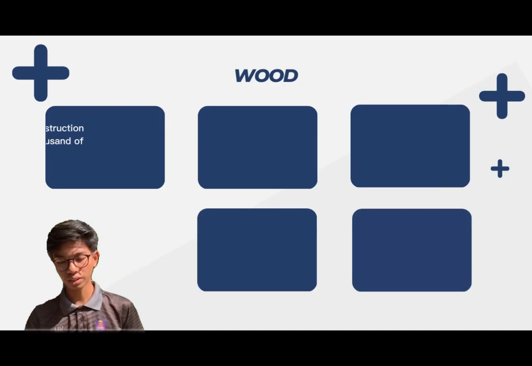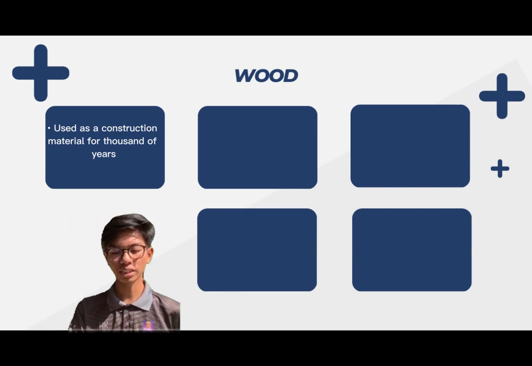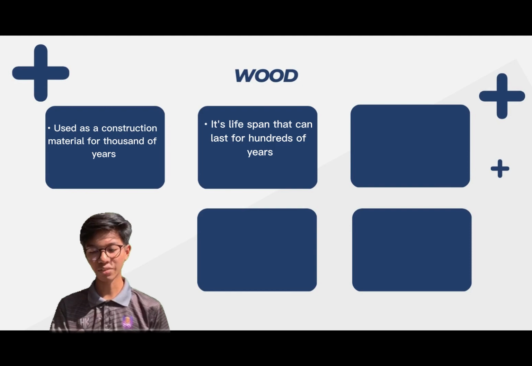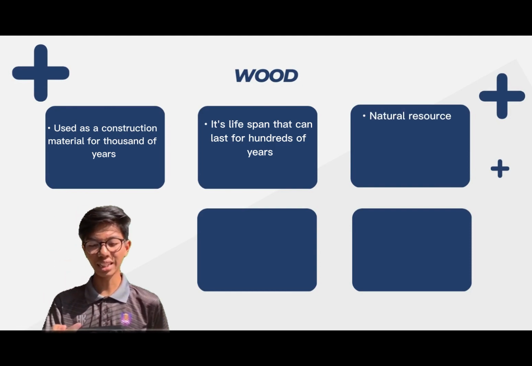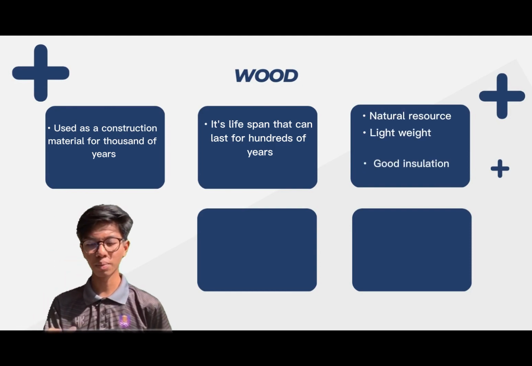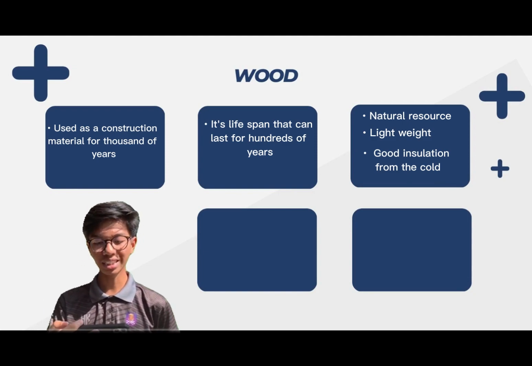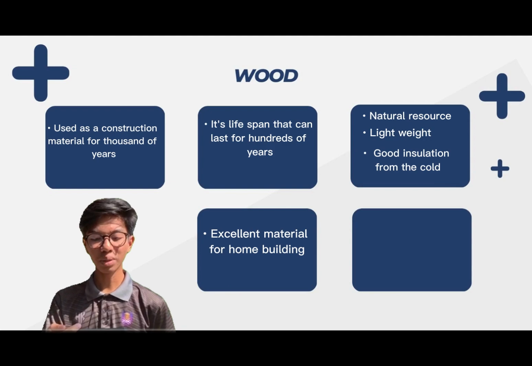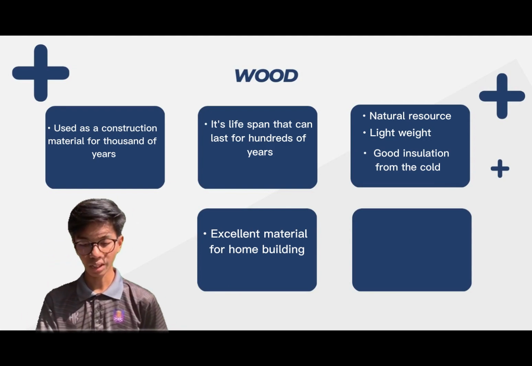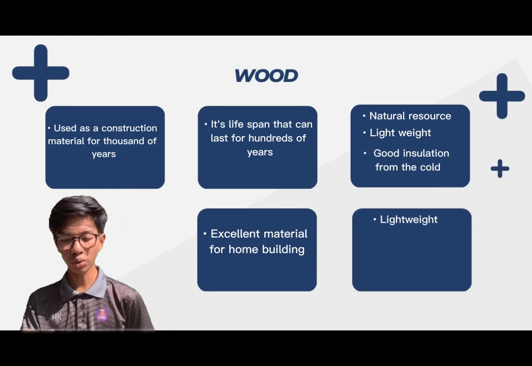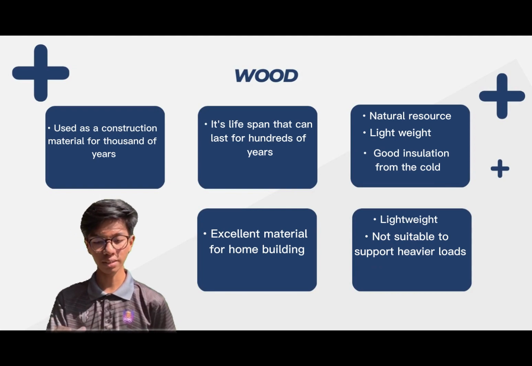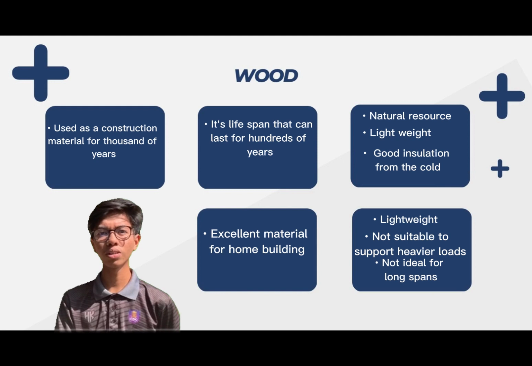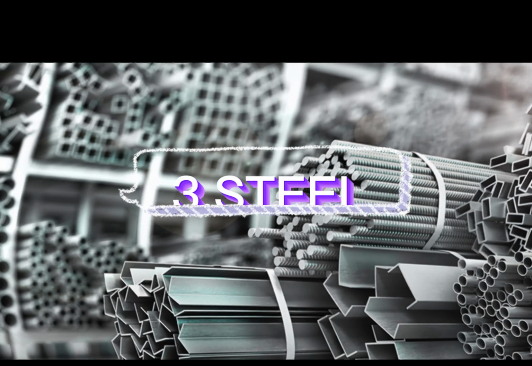Number 2. Wood. Wood has been used as a construction material for thousands of years because its lifespan can last for hundreds of years. It is a natural resource with a light weight and provides good insulation from the cold, which makes it an excellent building material for home building. However, because it is lightweight, wood is not the most suitable construction material to support heavy loads and not ideal for long spans.